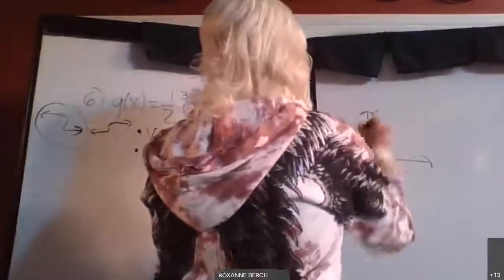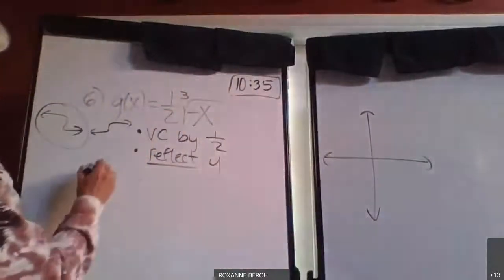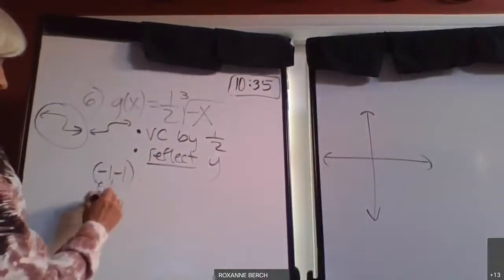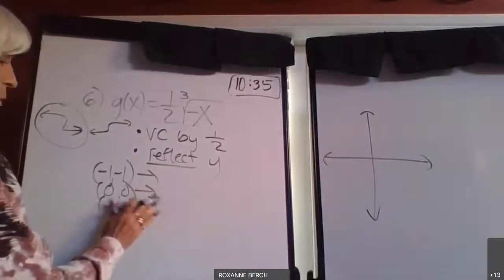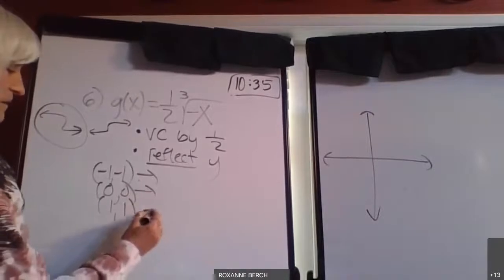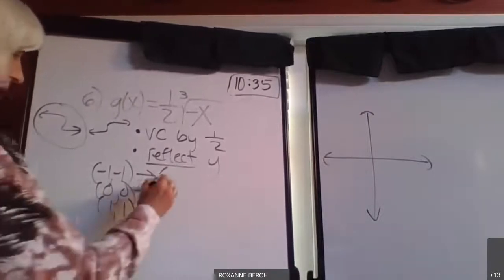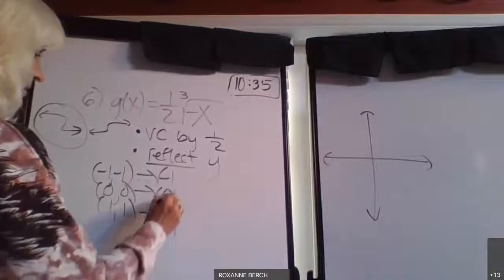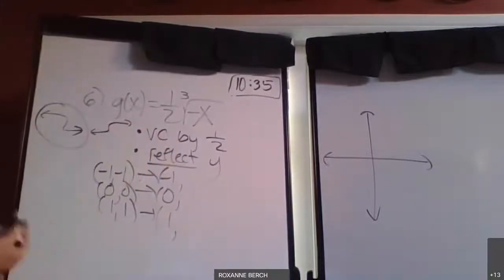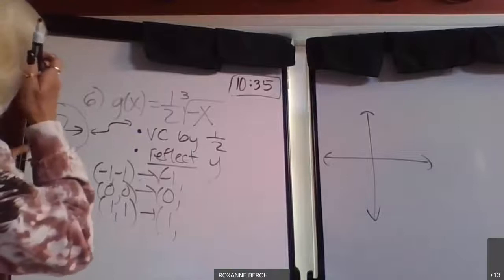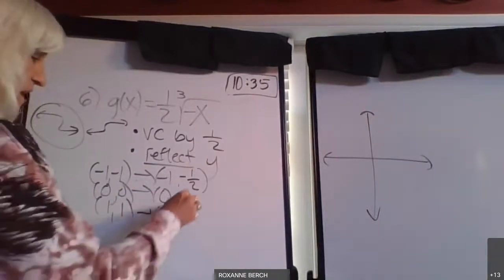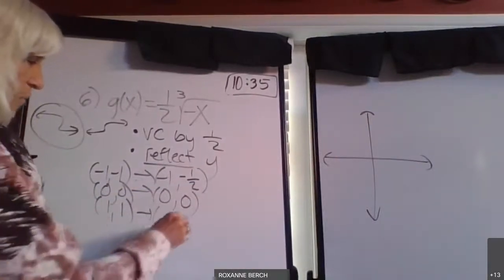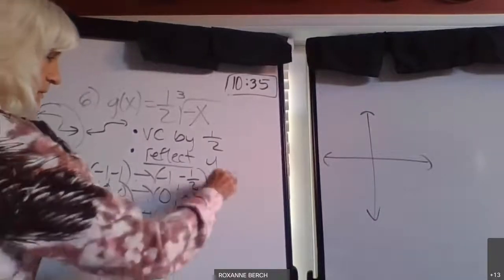So now the cube root is left 1, down 1, 0, 0, right 1, up 1. So what are your points for a vertical compression? You multiply the y, right? So what do you get? What points do you get when you do a vertical compression by 1/2? -1 and -1/2. Yep. 0, 0. Right 1, up 1/2.